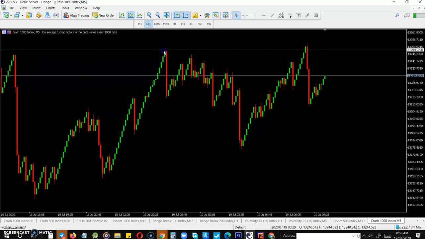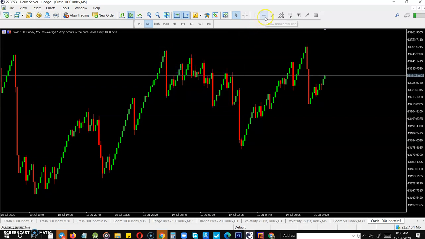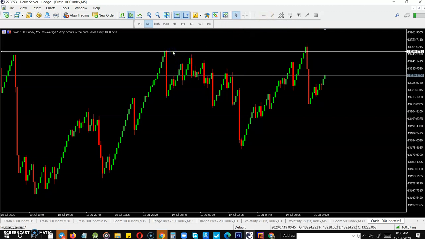You see, you take your horizontal line, you click on it, then you place it. Once you place it, you see your resistance. So whenever the market gets to this level, it will surely react to that level, because most people do take sell, or most people leave the market at that stage. So there's a likelihood that the market will drop.